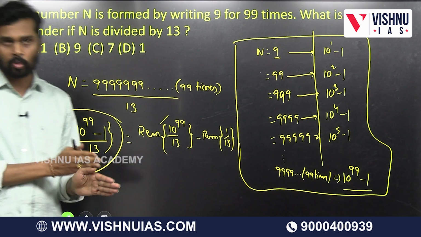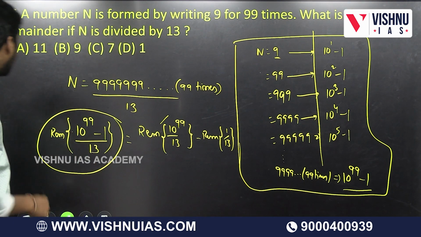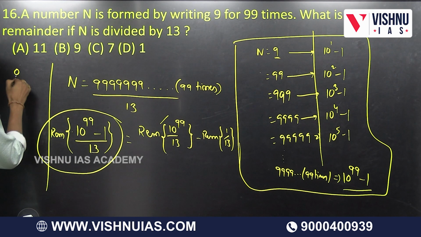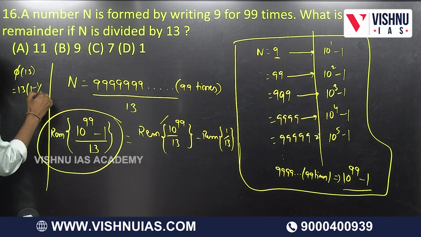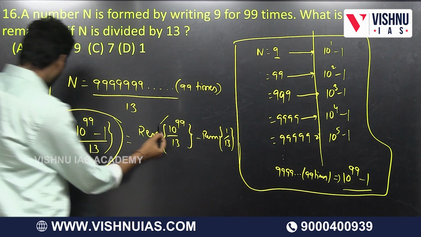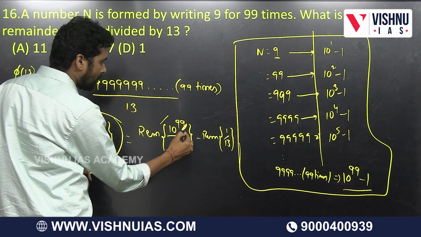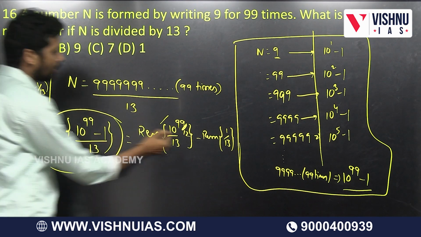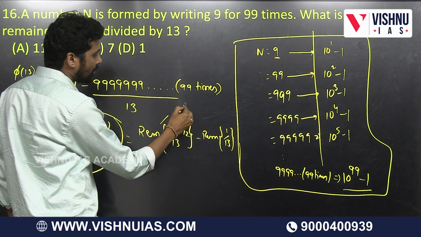Just now we did these problems, right? 10 power 99. So first we need to find the phi of 13 value. What is the phi of 13 value? 13 into 1 minus 1 by 13, so 13 into 12 by 13. So the phi of 13 value is 12. Okay, so we need to divide the power with that phi value. So 99 by 12, what is the remainder?